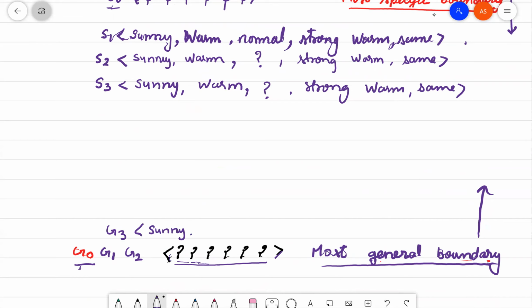First attribute we will take, and we'll try to prove this negative. So this hypothesis is sunny and the remaining attributes are question mark. We are placing a question mark in place of the remaining attributes, and it is consistent with the negative training example. Next, we take the second attribute, warm, and we can put the question mark in place of the other attributes.